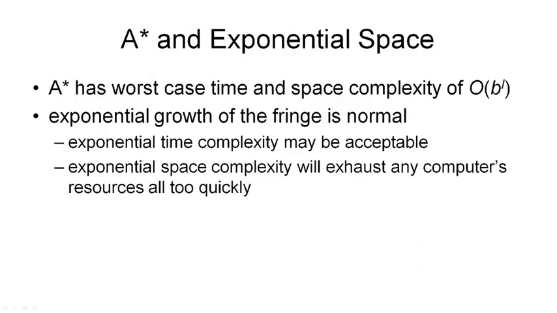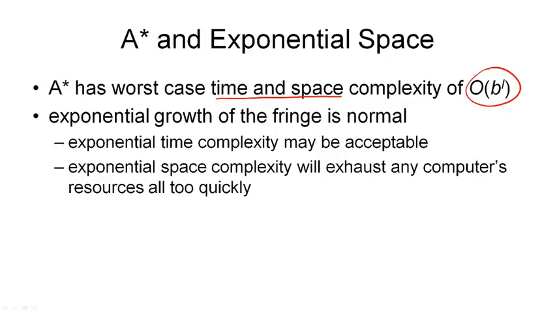And here is the first problem with A* as it stands, and that is it still uses exponential space unless the heuristic is perfect. In fact, in the worst case, the time and space complexity of A* are both in O of b to the L, where b is the branching factor, so that's the number of successors we have per node on average, and L is the length of the path we're looking for. B to the L is exponential, which means we have exponential time and space complexity. And in reality, we will see that this is true. Most of the time, the fringe grows exponentially.